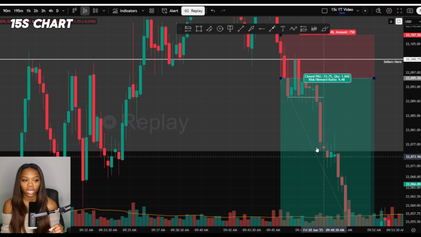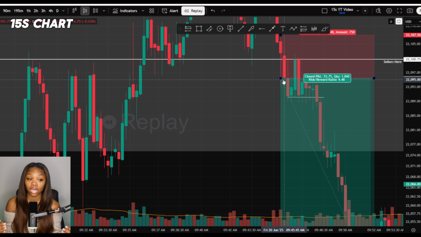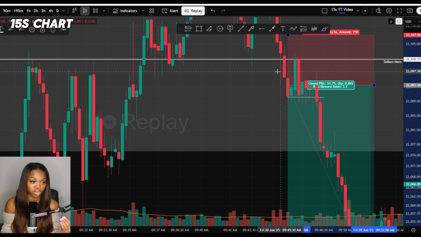So if I'm initially in 2 contracts and I add 2 contracts to double my position size, now I'm in 4 contracts. My average entry is going to move down a little bit because my first entry was up here.